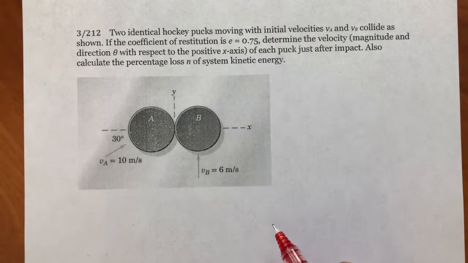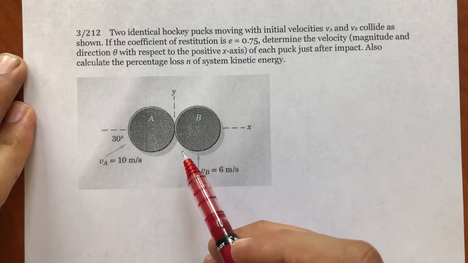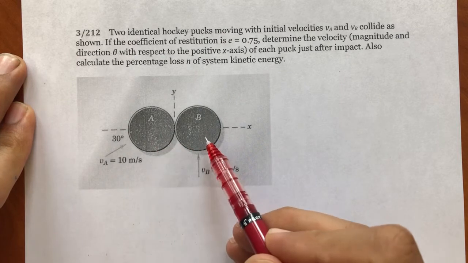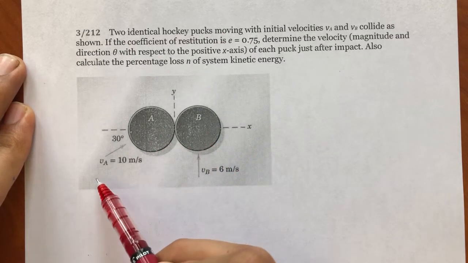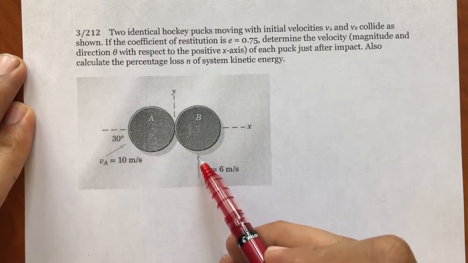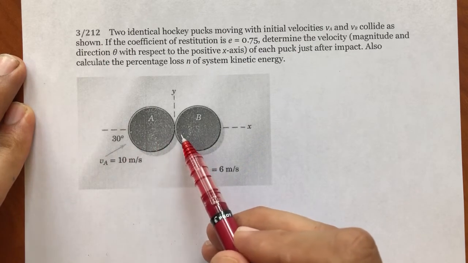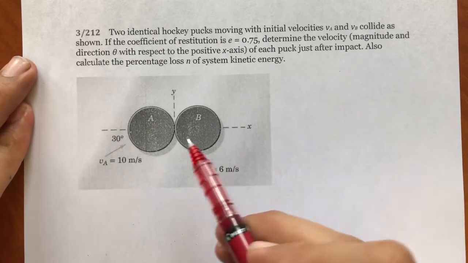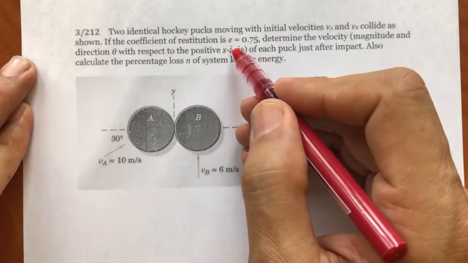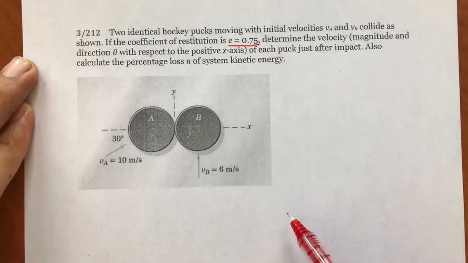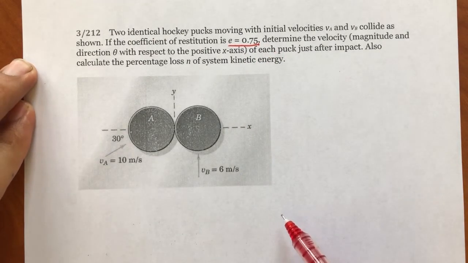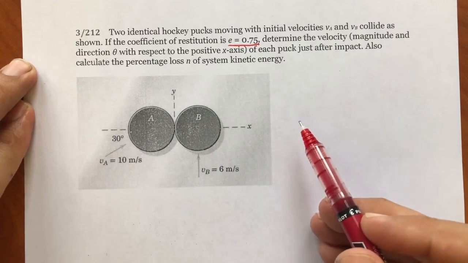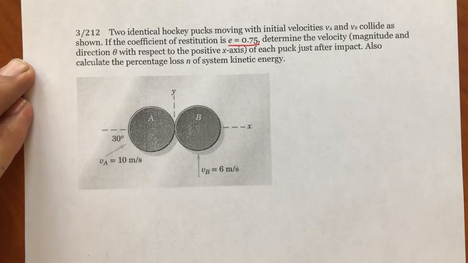Let's do one example for the oblique collision. In this problem, 212, chapter 3, we have two particles which are moving in these given directions before the impact, and at this moment they are colliding. After the impact, they're going to move away from each other. The mass of them is the same, and the coefficient of restitution is 0.75. We want to find the velocities after impact, and also figure out how much energy we are losing during this impact.